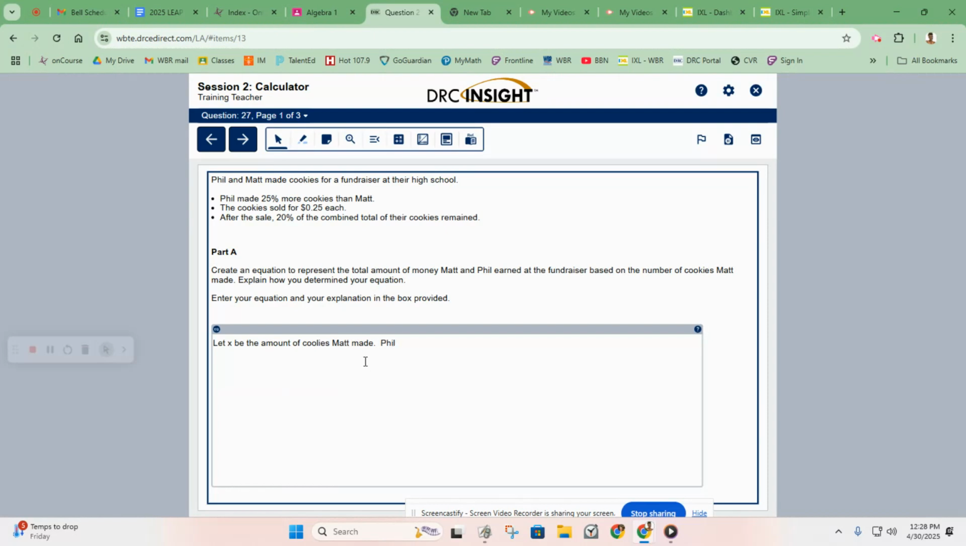Phil made 25% more. So if Matt's percentage, which was 100% of his, Phil made 100% plus 25% more. So that means as a decimal, Phil made 1.25 times X. 100% plus 25%. So 100% as a decimal is 1, 25% is 0.25. Combine them, Phil made 1.25 times X amount of cookies.